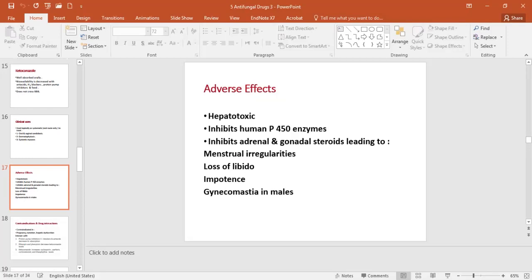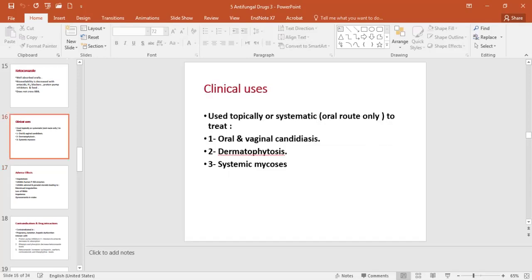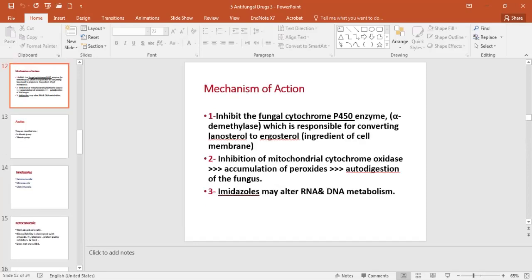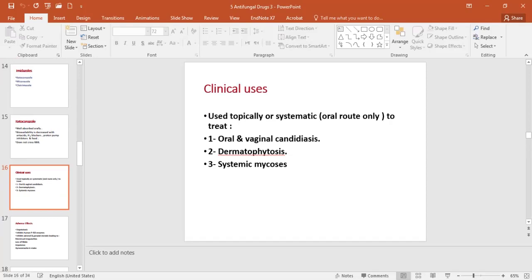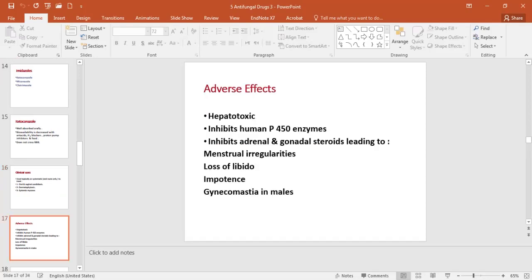We said the mechanism of action is that it works on what they call in the slide fungal cytochrome P450. But this effect is not very specific for this enzyme. It may affect the human P450 enzymes. It also inhibits adrenal and gonadal steroids, affecting the metabolism of adrenal and gonadal steroids, leading to menstrual irregularities, loss of libido, impotence, and gynecomastia in males. So there are many problems with this drug.